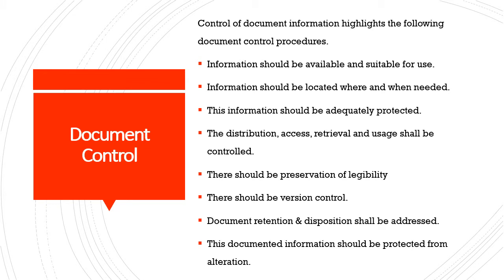Next, document control. The control of the document information highlights the following document control procedures. Information should be available and suitable for use. Information should be located where and when needed. The information should be adequately protected. The distribution, access, retrieval, and usage shall be controlled. There should be preservation for legality. There should be a version control. Document retention and disposition shall be addressed. The documented information should be protected from the alteration.